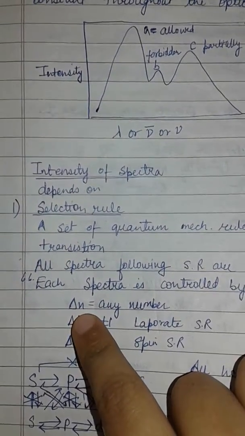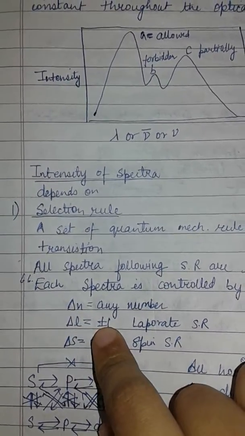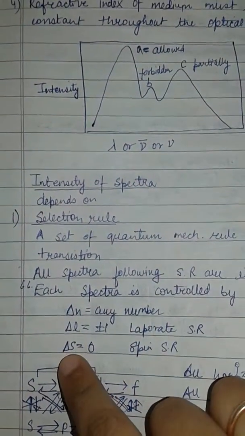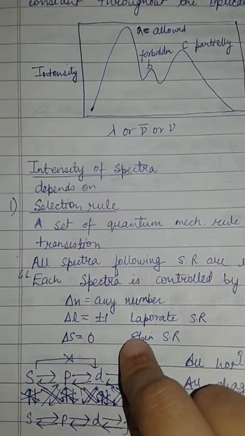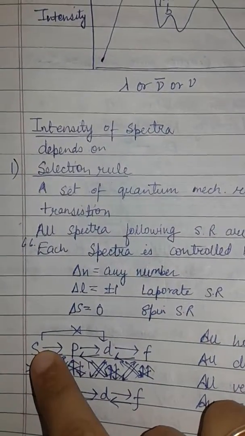Any delta n can be any number. Delta L, if it is plus minus 1, it follows the Laporte selection rule. If delta S is 0, it follows the spin selection rule. This is the trick to remember which transitions are possible and which are not.